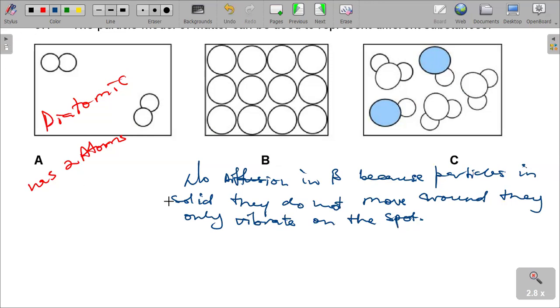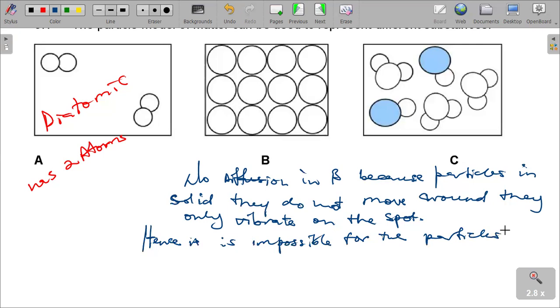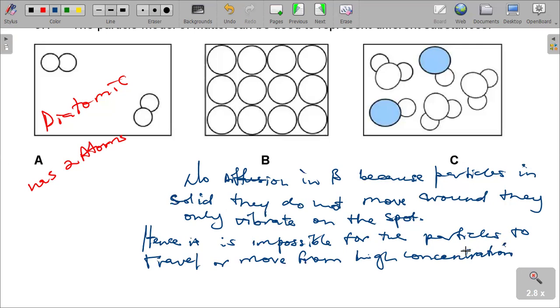So what we are saying is that it is impossible for the particles to move from high concentration to low concentration, for particles to travel or move from high concentration to low concentration.